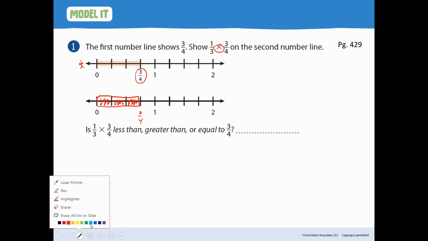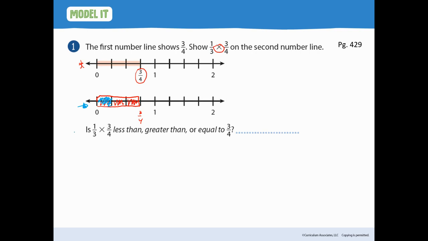Let me change my color here real quick. So what it's telling me to do, down here, is show 1/3 of this color. So for 1/3, I have 3 boxes filled out, and I'm going to show 1/3 of it. Now, my answer is less than 3/4 because I'm only doing 1/3 of 3/4. I'm not asking for a product. I'm asking you to tell me if it's less than or greater than.